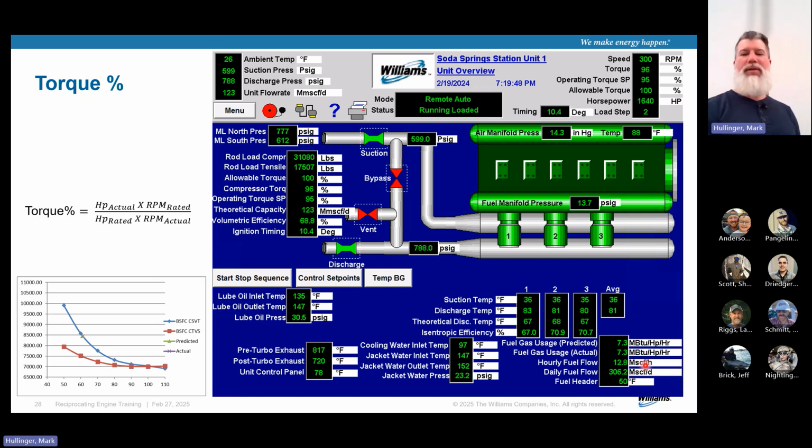Do you see how this is 7.3 right here? If that torque goes down to 70%, that's going to turn into an 8.3 or a 9.3 right there. And all it's saying is you're burning more fuel for less horsepower out of it. Okay.